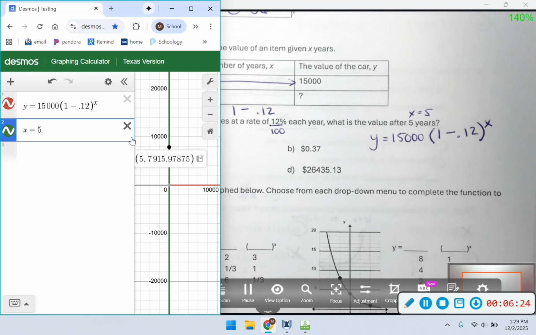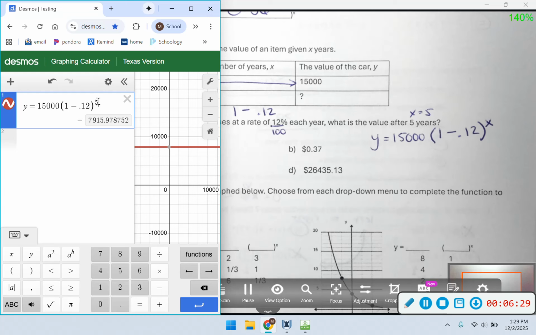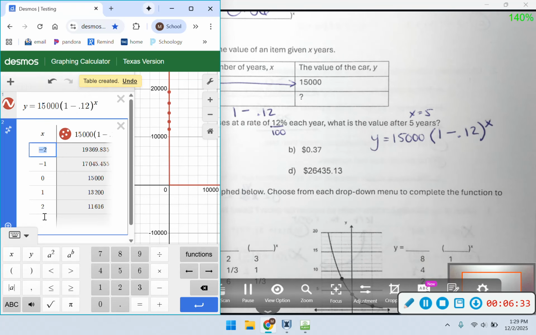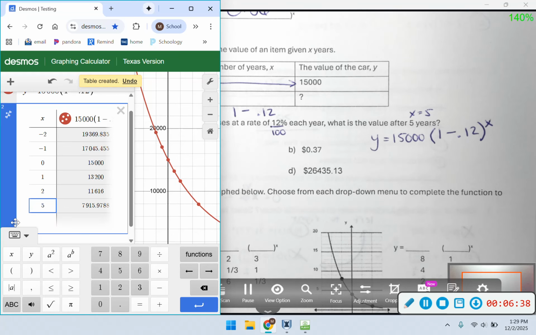However, sometimes y'all really struggle with zooming and finding that point, so you can replace the x with 5, which gives us the same answer. Or you can build the table and type 5, which also gives us the same answer. And it also zooms correctly, so it's always kind of smart to build the table.